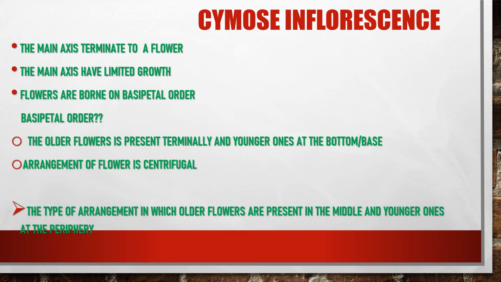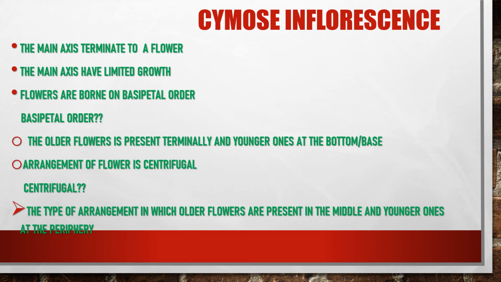The arrangement of flowers is centrifugal. So what is centrifugal? The type of arrangement in which the older flowers are present in the middle and the younger ones will be seen in the periphery. So centrifugal type of arrangement means the older flowers will be present in the middle and the younger ones will be seen on the periphery.